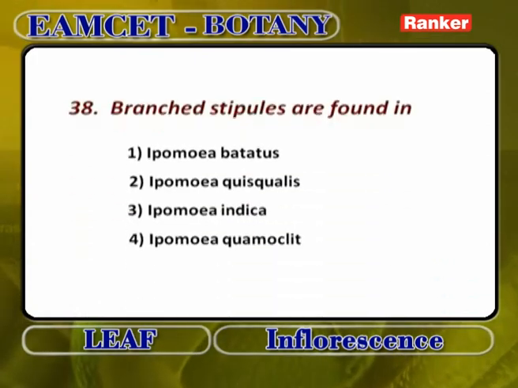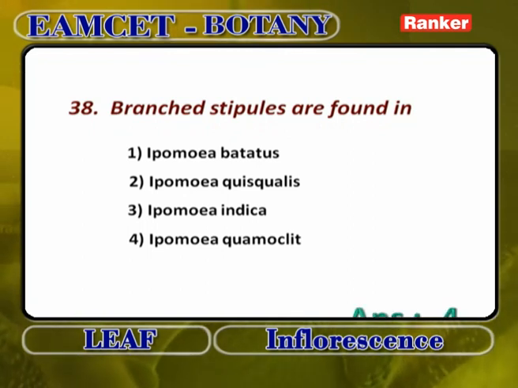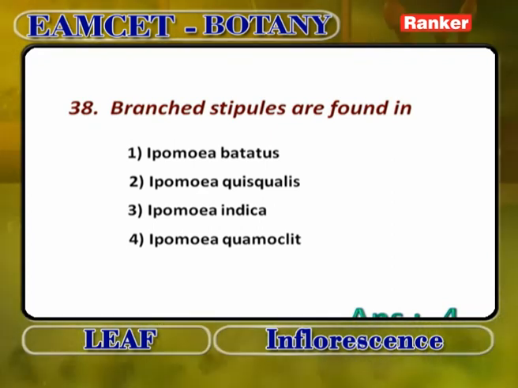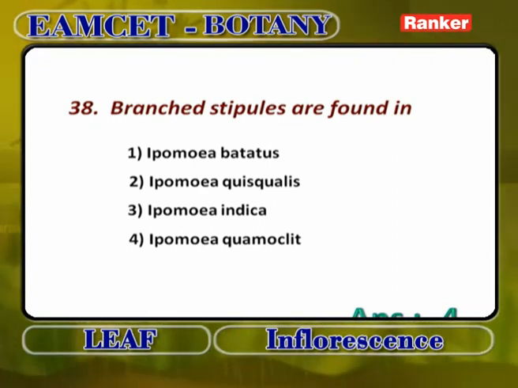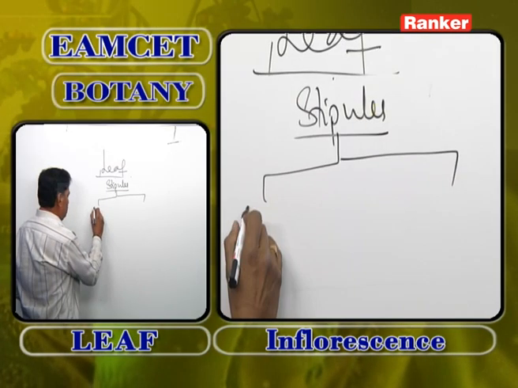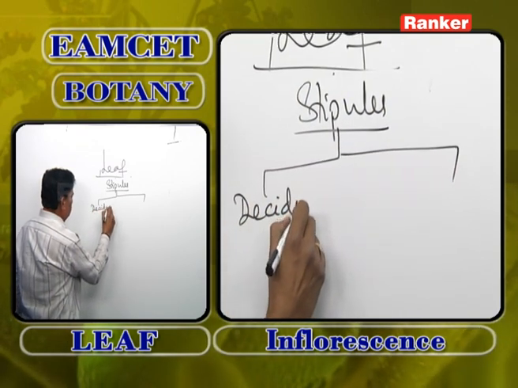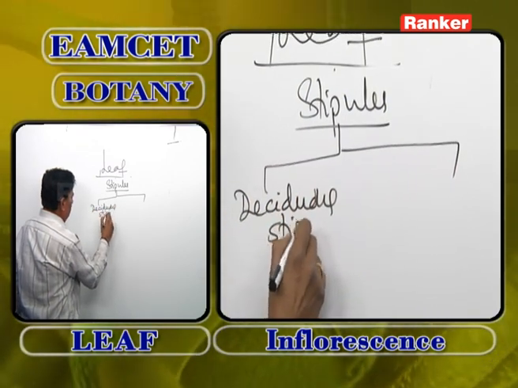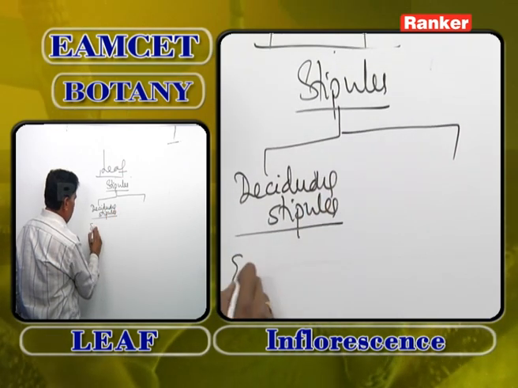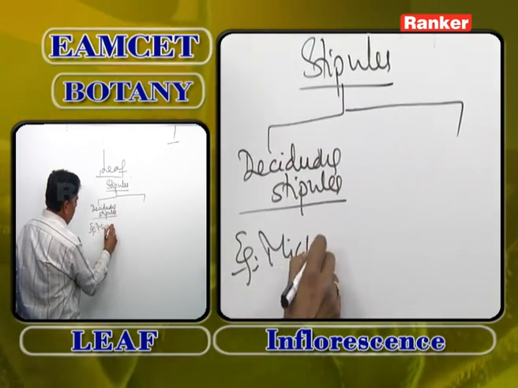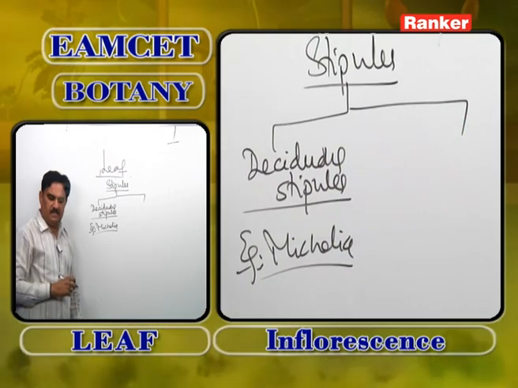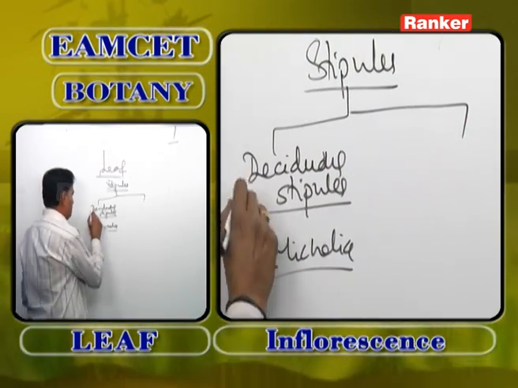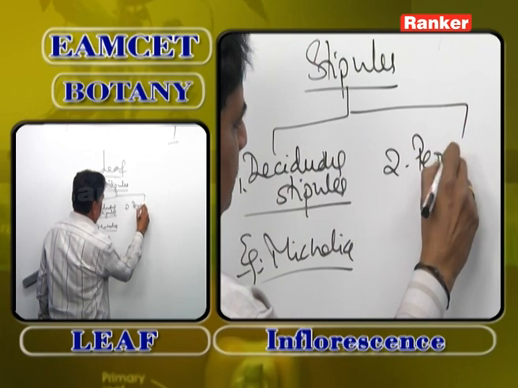Next, branched stipules are found in. What are stipules? Two small leaf-like structures present at the base of the leaf are stipules. Normally, stipules fall off before the leaf expands. Those stipules are called deciduous stipules. So, stipules fall off before the expansion of the leaf, deciduous stipules. The best example for this is Michelia.